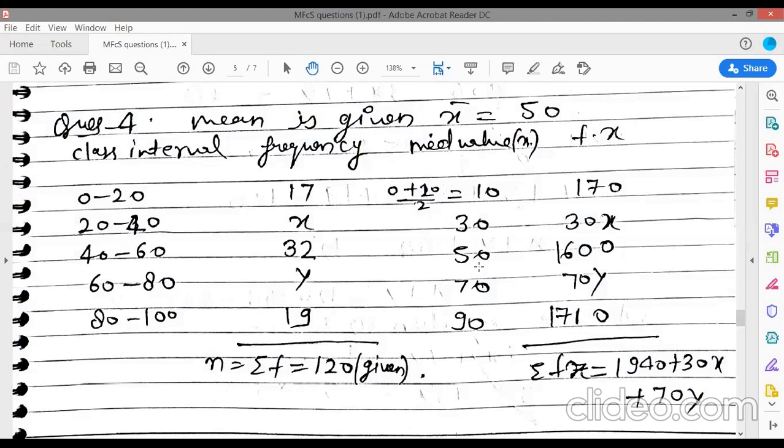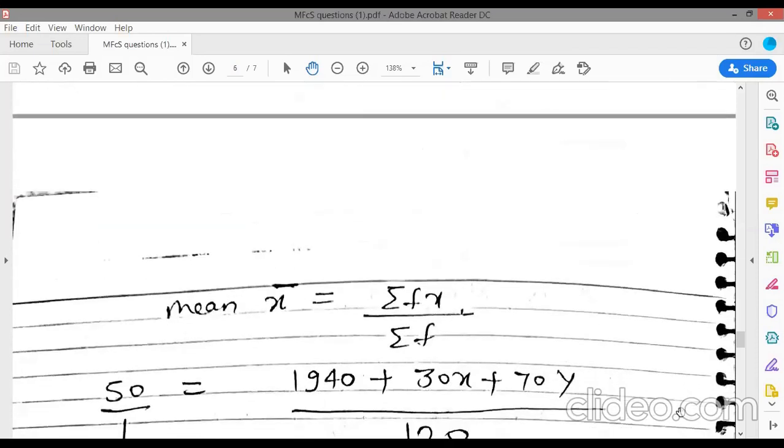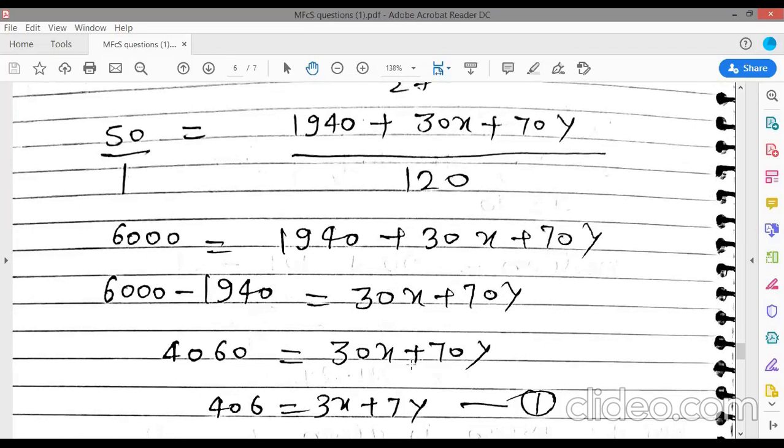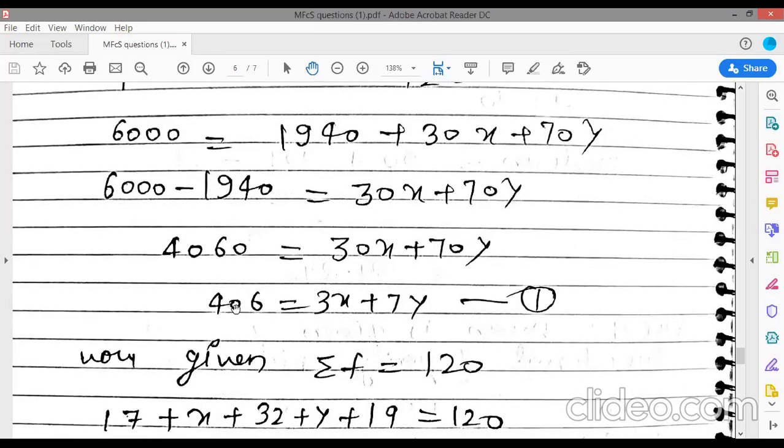So mean, we need to calculate summation fx upon summation f. So last column is your f into x. So calculate f into x, and given n is equal to summation f is equal to 120, and you have summation fx is equal to 1940 plus 30x plus 70y. So mean is given, x bar is equal to 50. So just put all these values here. X bar is equal to summation fx upon summation f. So you will get equation 3x plus 7y is equal to 406.